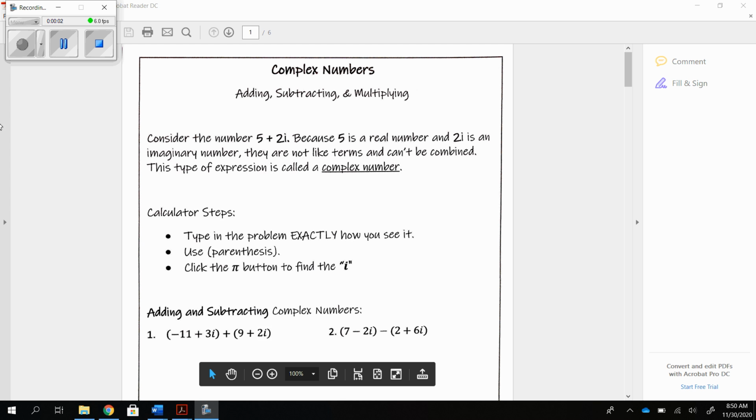Alright, today we're doing complex numbers: adding, subtracting, and multiplying. If you have a calculator, it's going to be really, really easy. You just put it in the calculator.